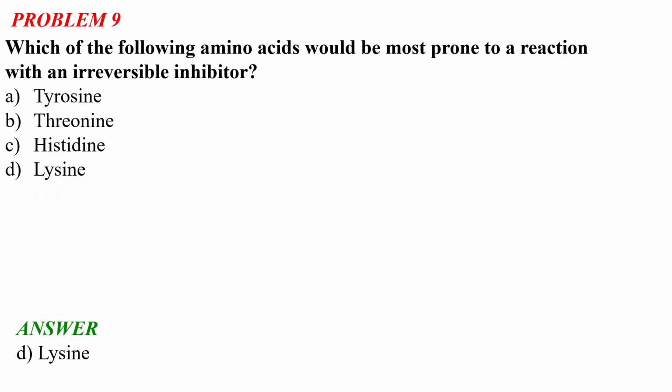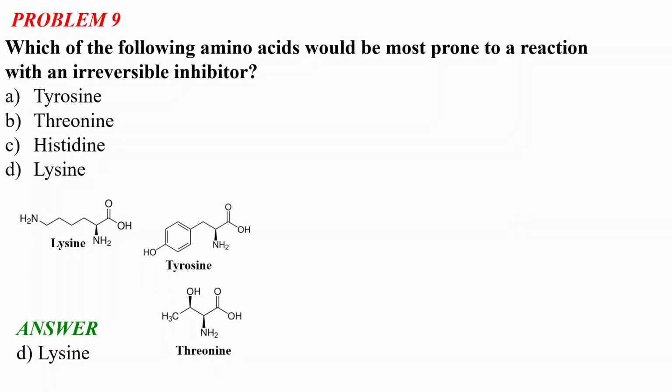So before solving the question, we will just see the structures of the following amino acids. So, what is an irreversible inhibitor? The irreversible inhibitor is the inhibitor which permanently blocks the action of the enzyme. Okay. So, this is the structure of lysine, this is the structure of tyrosine, this is the structure of threonine, and this is the structure of histidine.